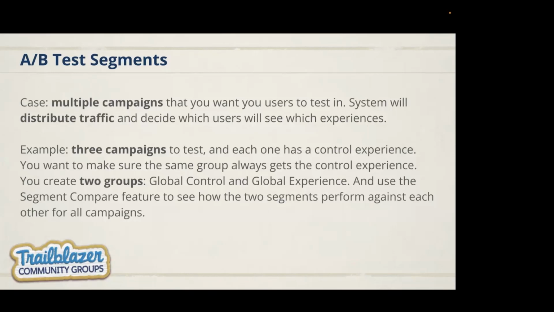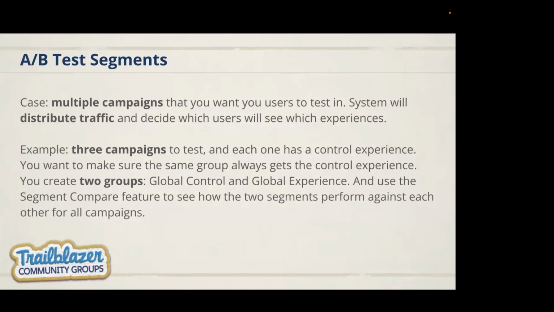An example is that let's say there are 3 campaigns that you have created in Marketing Cloud Personalization, and each one has, of course, a control experience. So there is overall traffic coming to that campaign, but also a control experience that sees default content. Then you want to make sure that the same group always gets the control experience. So no matter which campaign, the control experience people grouping is staying the same.